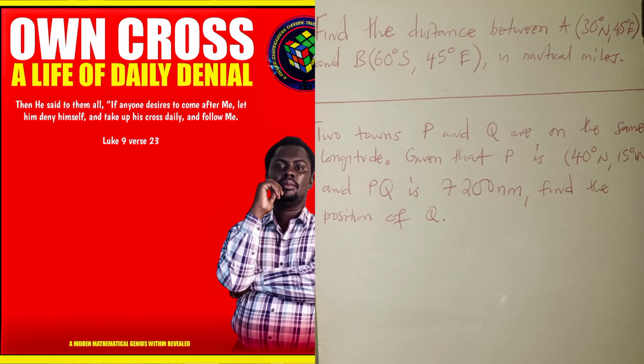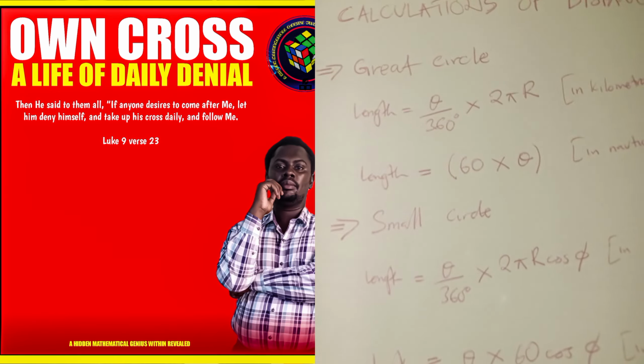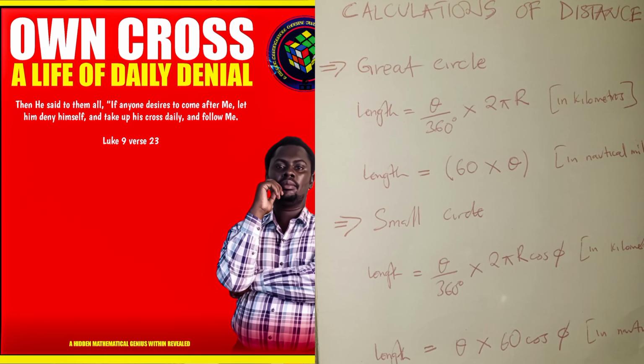Before we start answering questions on calculating distance, first we need to understand the formulas. These are the formulas with regards to Earth geometry and calculation of distance. There are two types of distance calculation: distance along the great circle and distance along the small circle. So what are great circles?